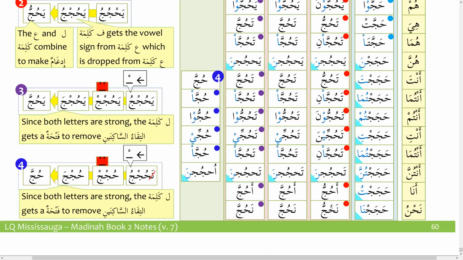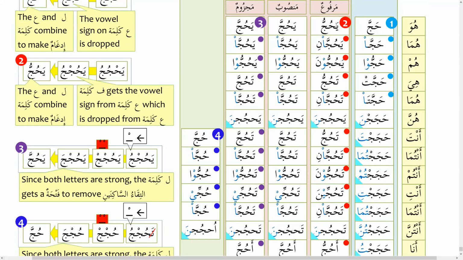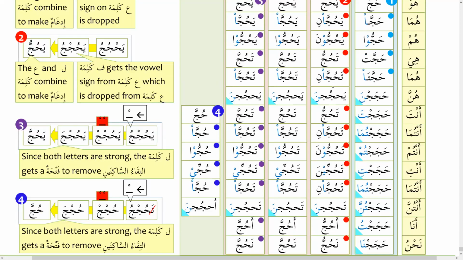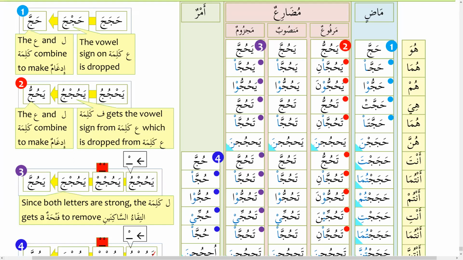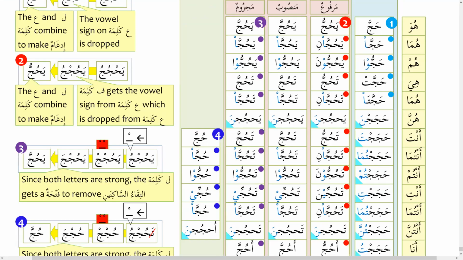I do Hajj, we do Hajj. And it's very easy. There's hardly anything. You just get used to it. Yahujju, like Yamurru, Marra Yamurru, is to pass. Yahujju, Tahujju, Ahujju, Nahujju. And Mansub is also the same because you just give Fatha, Yahujja, and you drop the noons. Yahujja, Tahujju, Tahujja. Yahjujna remains the same anyways. Mabni.